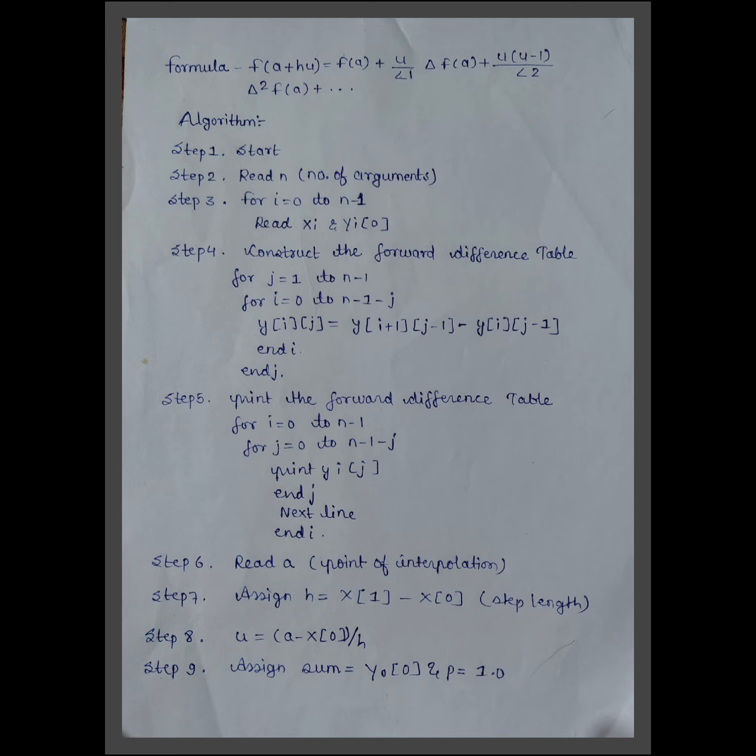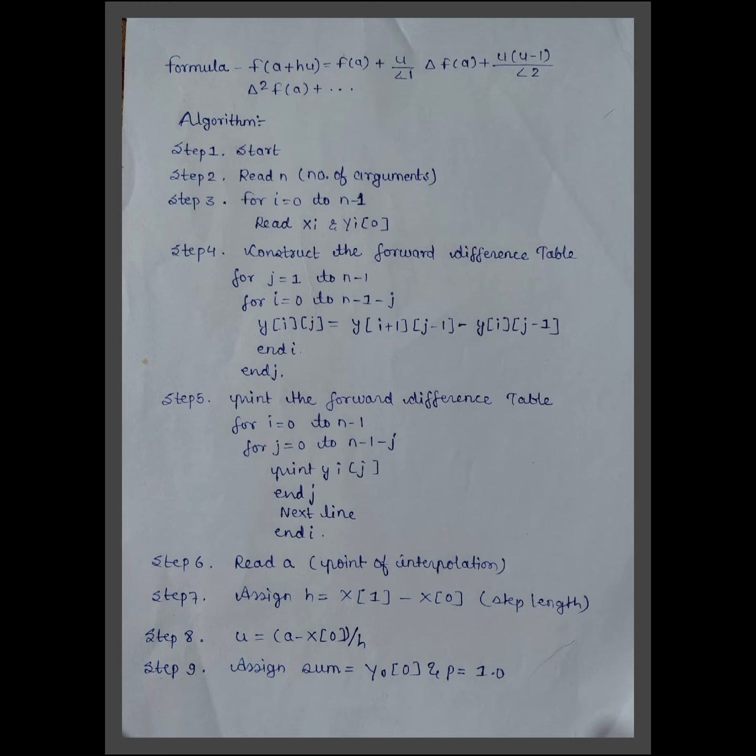So we have to form a loop. For loop लगाएंगे, फिर उसको रीड करेंगे और फिर हम कंस्ट्रक्ट करेंगे फॉरवर्ड डिफरेंस टेबल। Step 5, we will print the forward difference table: for i equals 0 to n minus 1, for j equals 0 to n minus 1 minus j, print yij, then next line.